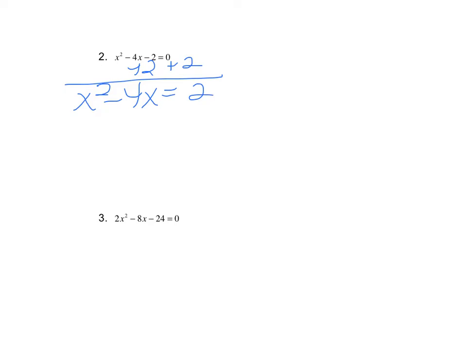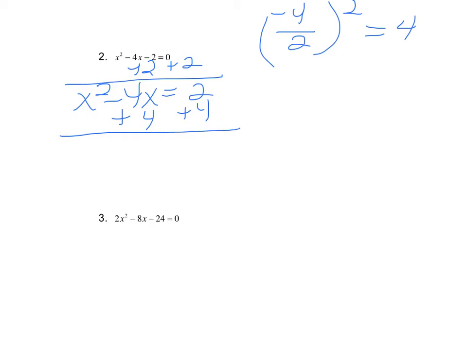We're going to take our b value, which is a negative 4, and go off to the side. We're going to divide it by 2 and then square it, and we'll end up with a positive 4. We're going to take that answer and add it to both sides of our equation. Now we have x squared minus 4x plus 4 equals 6. Now we want to factor that trinomial so it's a perfect squared binomial.